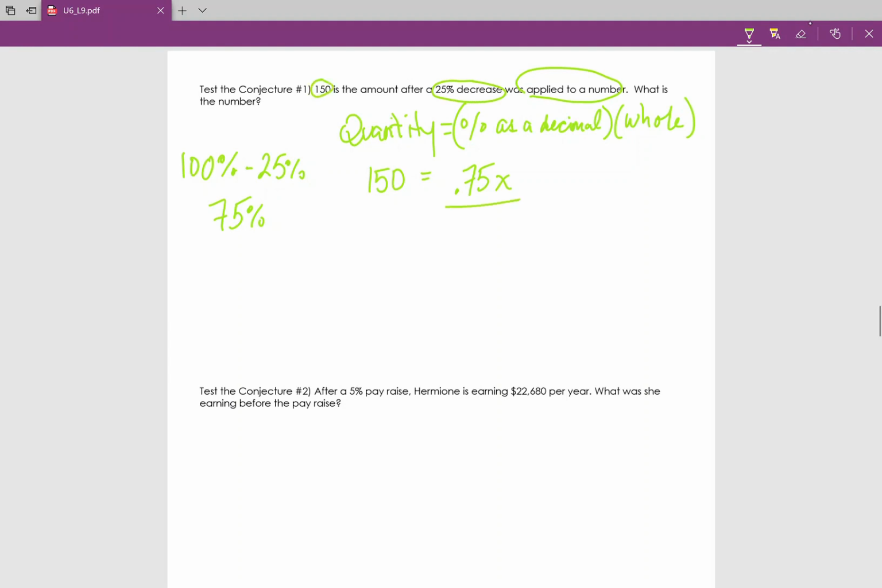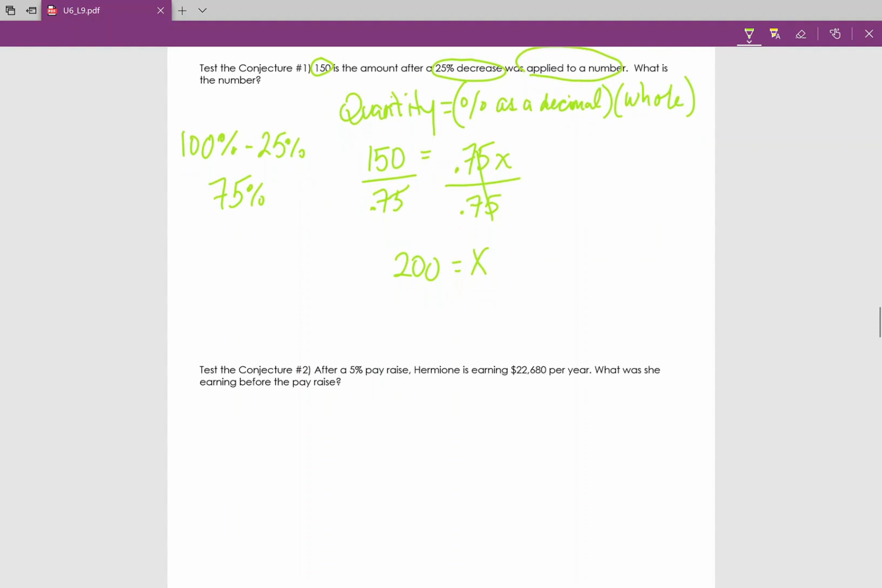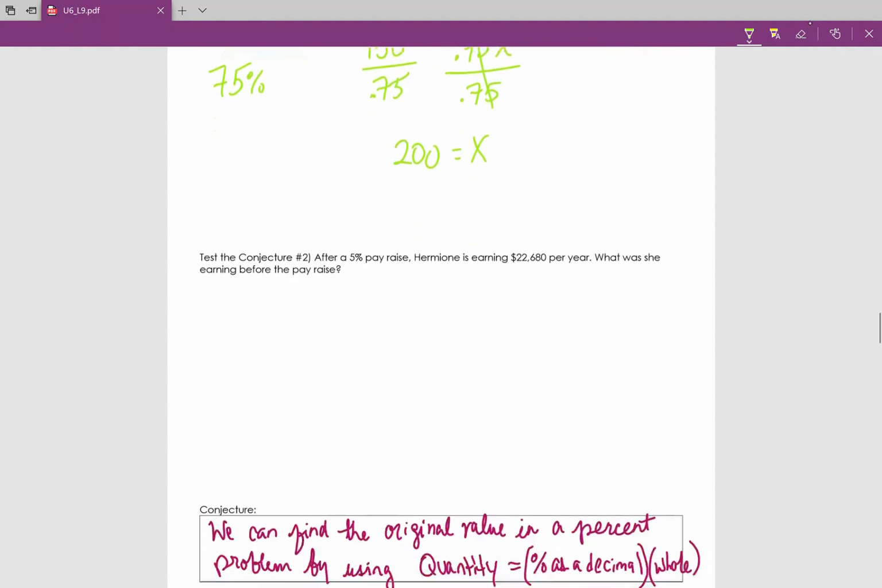And now we can solve it algebraically. X equals 200. So does our conjecture hold true? Yes, we used the percent equation and it worked out for us. Let's check out test the conjecture number 2.